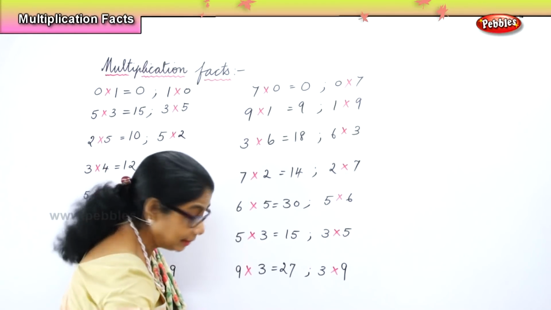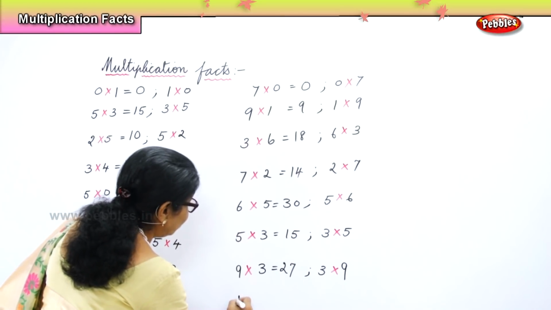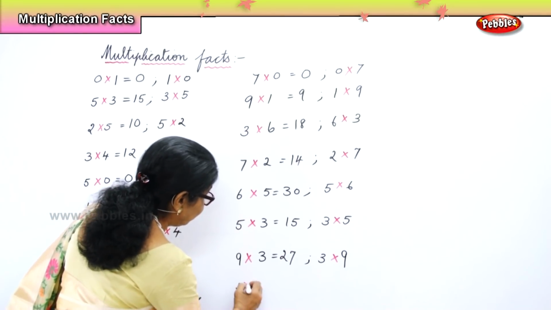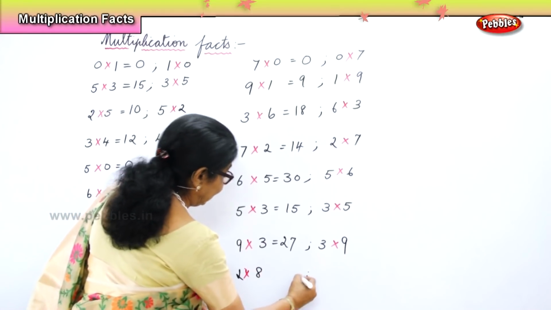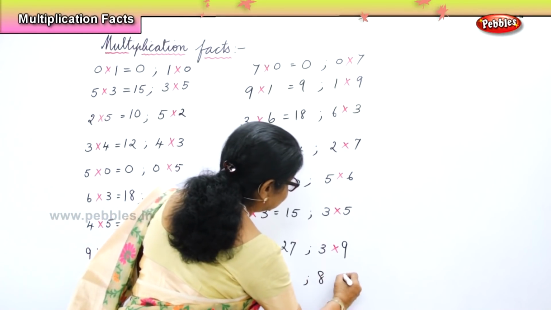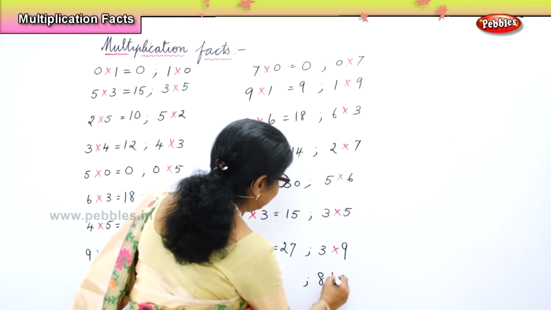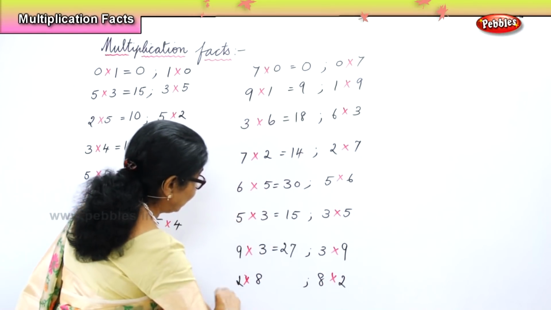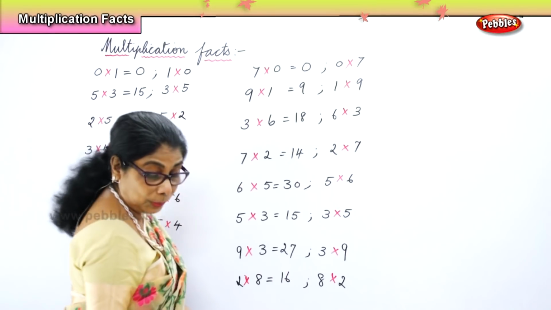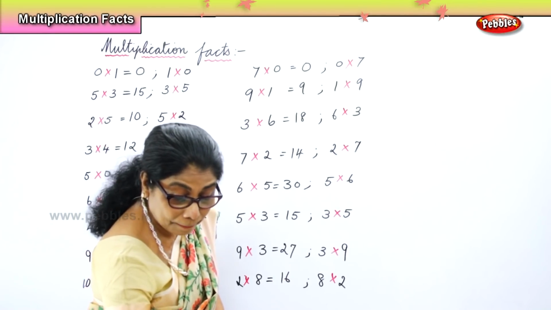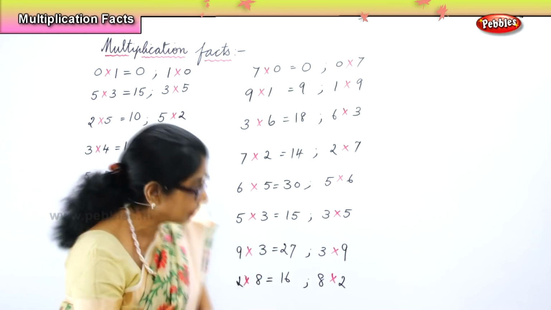Now supposing I say 2 into 8 is the same as 8 into 2. So what is 2 into 8? 16. So we learned today the multiplication facts.